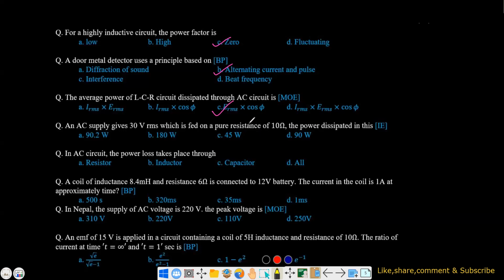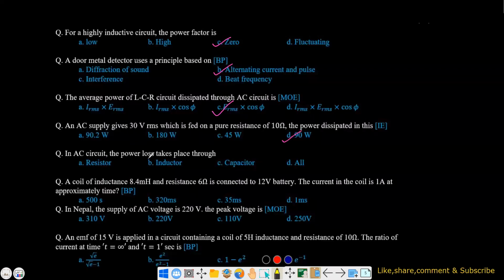यहाँ cos phi को value कति हुने? Pure resistor को केसमा cos phi को value is going to be exactly cos 0 and cos 0 means this is 1. Okay, so obviously the answer is, okay. So you can just do the calculation. This is 900 by 10, which is your 90. So this is what we do for the minor calculation. Okay, so this is your 90.